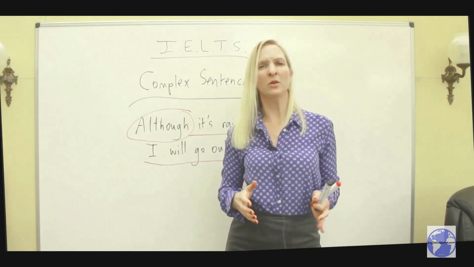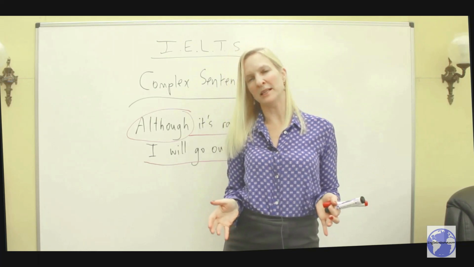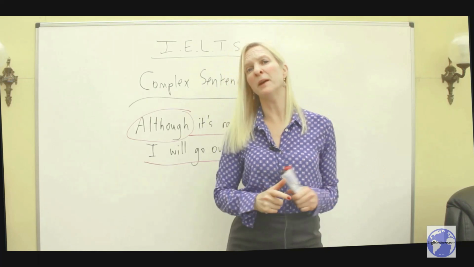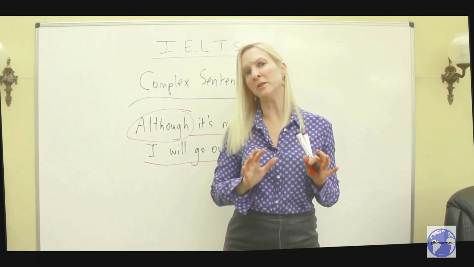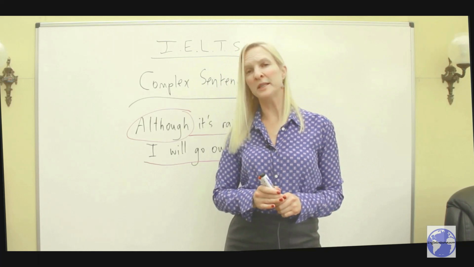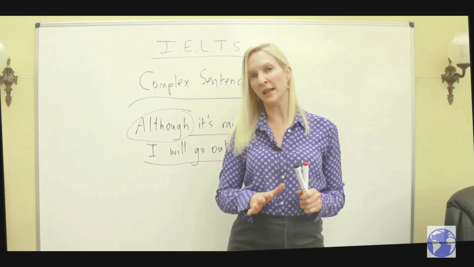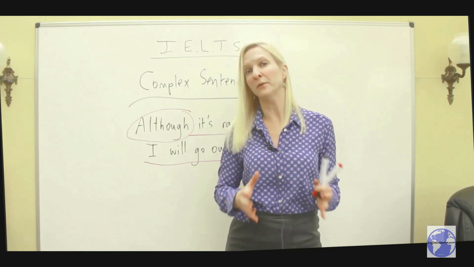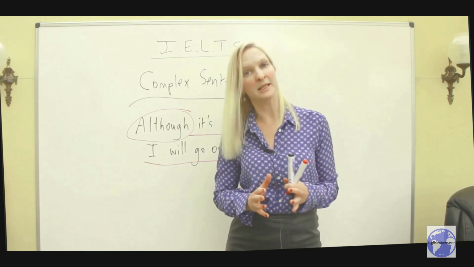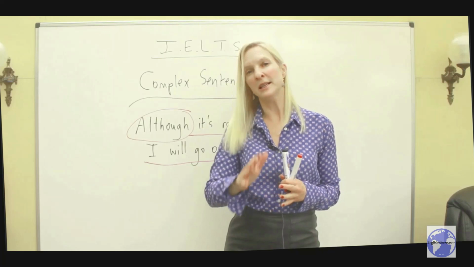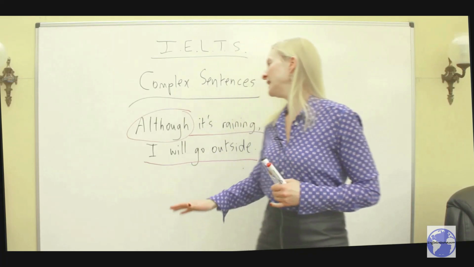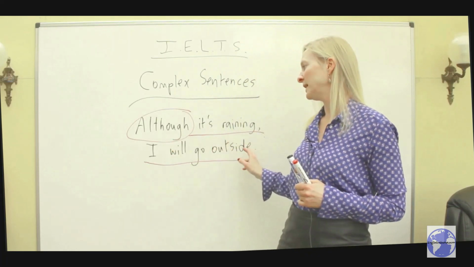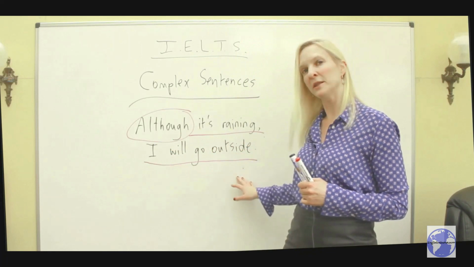And you may ask, why do I need to use complex sentences? If we look at the band descriptors from the official IELTS guidelines, we'll see that to achieve band score 7 and above, you need to be using a range and a variety of complex sentences. An example of a complex sentence is, although it's raining, I will go outside.